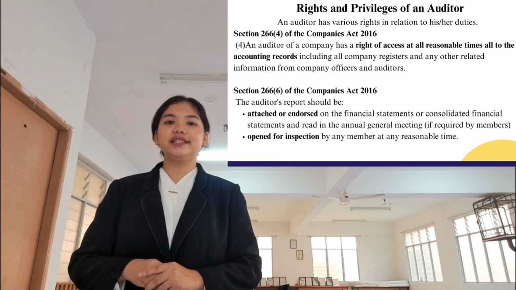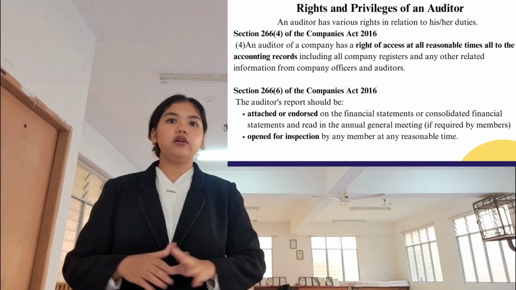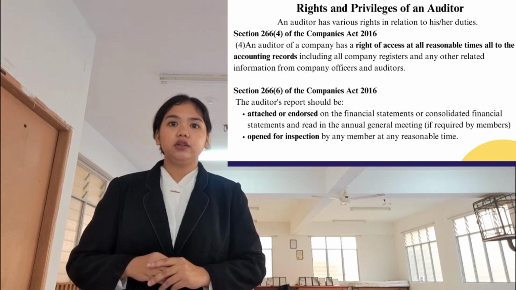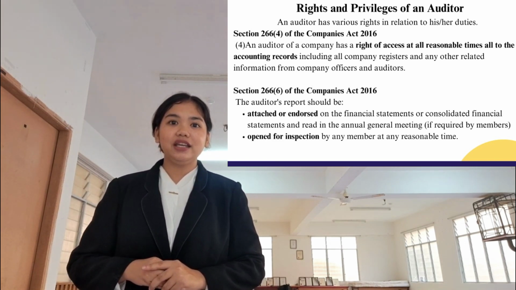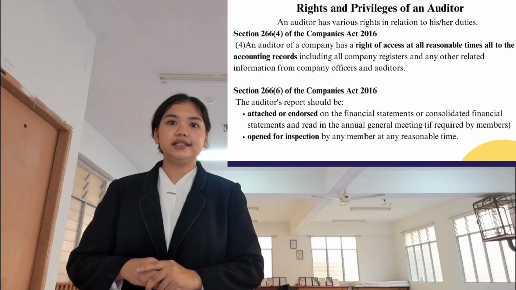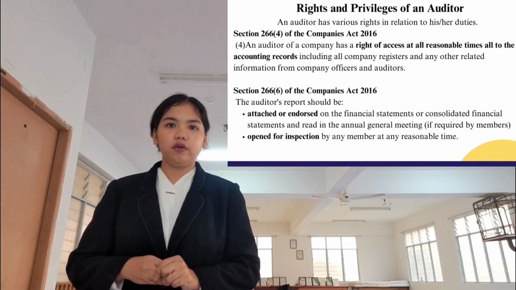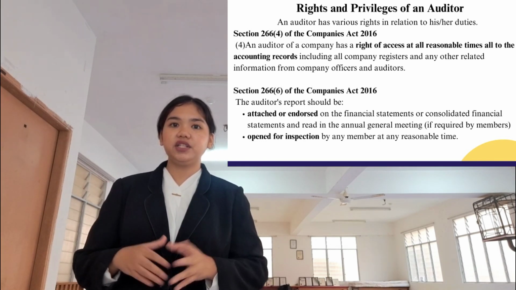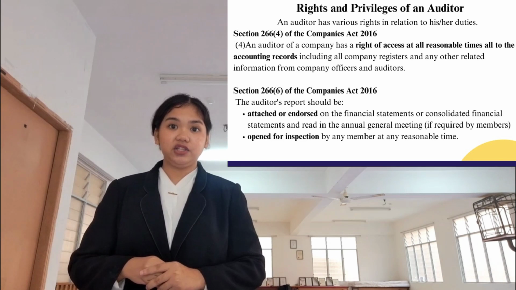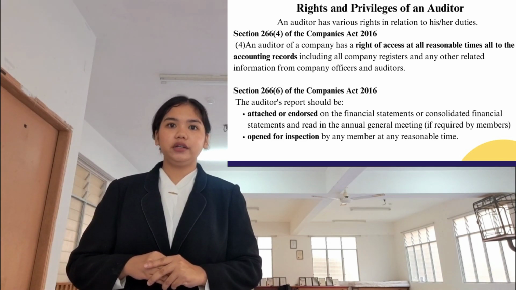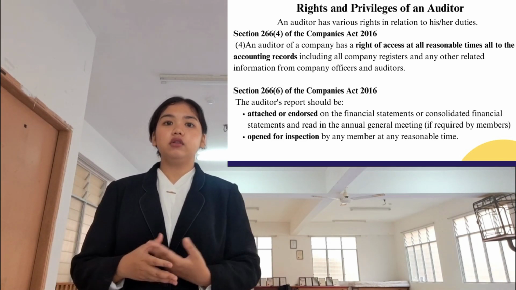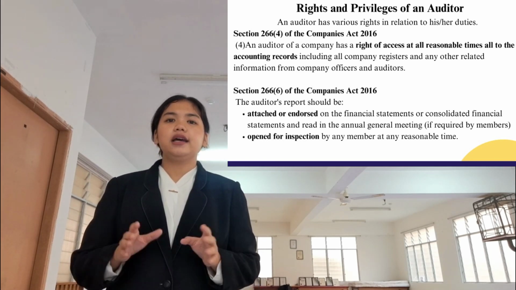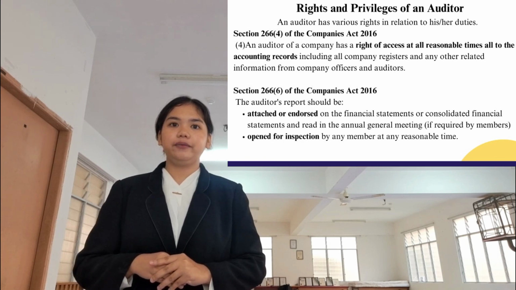Under Section 266, Subsection 4, an auditor of a company has a right of access at all reasonable times to the accounting and other records, including registers of the company, and is entitled to require from any officer of the company and any auditor of a related company such information and explanation as he desires for the purposes of audit. Thus, the auditor may consult all the books, vouchers, and documents whenever he so likes. This is his statutory right.